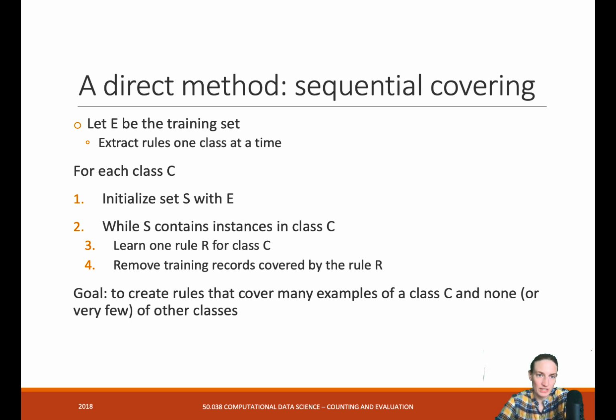So let's have a look at one of these direct methods, which is sequential covering. We start with a training set E, and we're going to be extracting rules one class at a time. For each class C, initialize a set S with E, the training set. While this subset, which is still E in the first step, contains instances in class C, learn one rule R for class C. Remove then all the training records covered, remember the concept of covering, by rule R. Now S is smaller and does not contain the instances covered by this new rule. And we repeat this process over and over again. And that's it basically. You do this for every class.